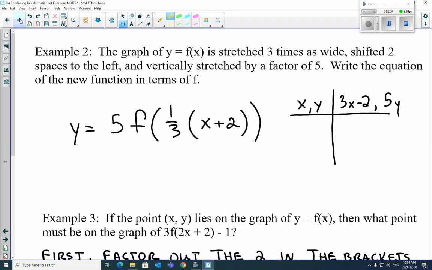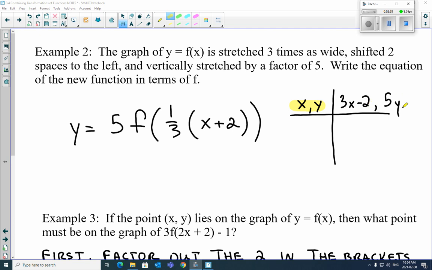So example number 2. We have a graph, y equals f of x. This one tells you it's stretched 3 times as wide, shifted 2 spaces to the left, and vertically stretched by a factor of 5. Write the equation of the new one. So let's look over here. This should help us create the equation. We have our x and y values. What happens to x first? It's 3 times as wide. So that's our 3x, and then it's shifted to the left, so minus 2.